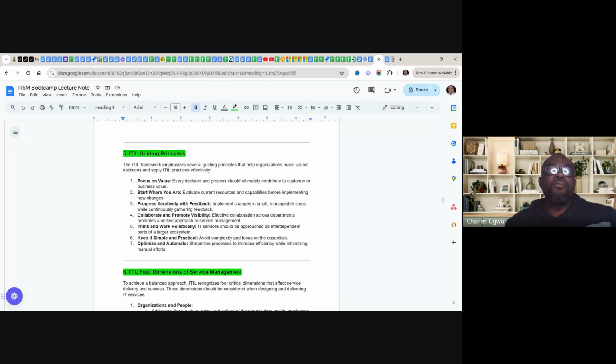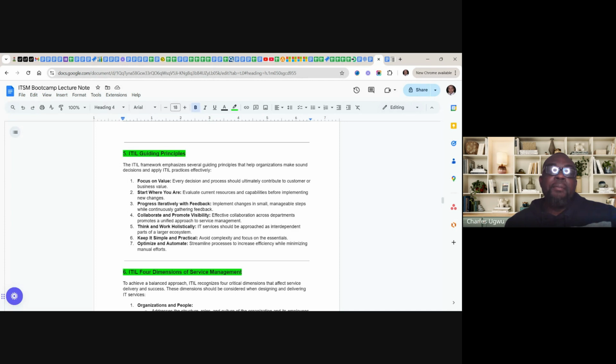That is resource utilization. At times, companies keep on procuring new equipment, new innovation. There are so many of them that we have not even started using. According to ITIL, we don't want that kind of waste. That is why you evaluate your current resources before new acquisition.